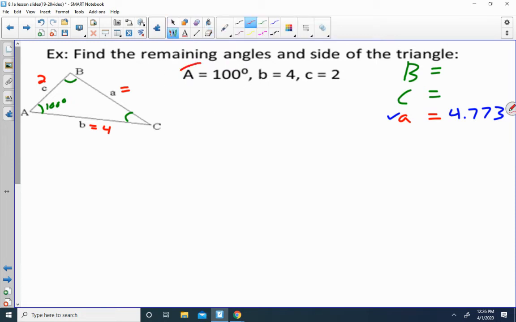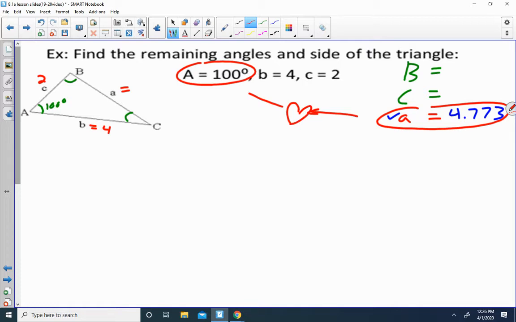Look at what I have now. I have a big A and I have a little a. I have a pair! Yay! And you know what that means. If you have a pair, you can use the law of sines. Music to my ears. The law of sines was so much more fun.